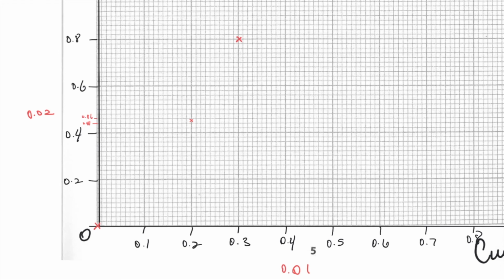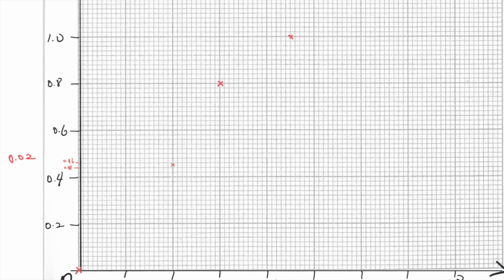Now our next point is 0.6 and 1.2. This is another one that's easy to plot because we look for 0.6 here. We go up till we find 1.2. That's right here. So we found our point, and then we can make our x.